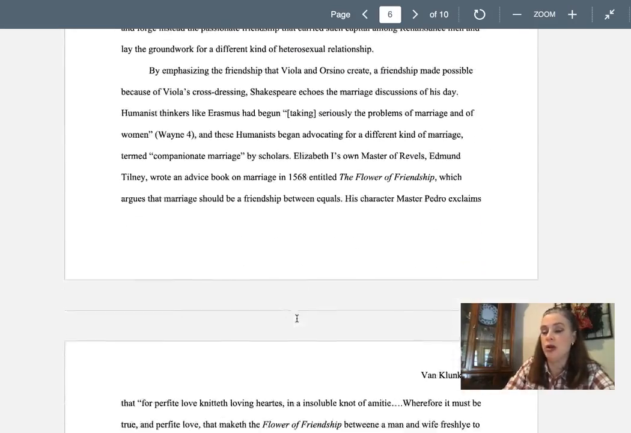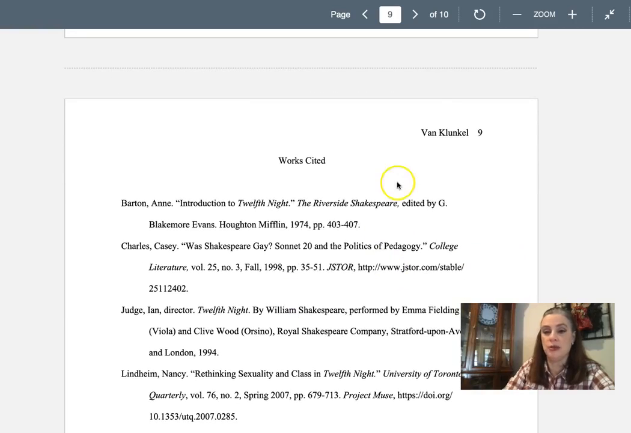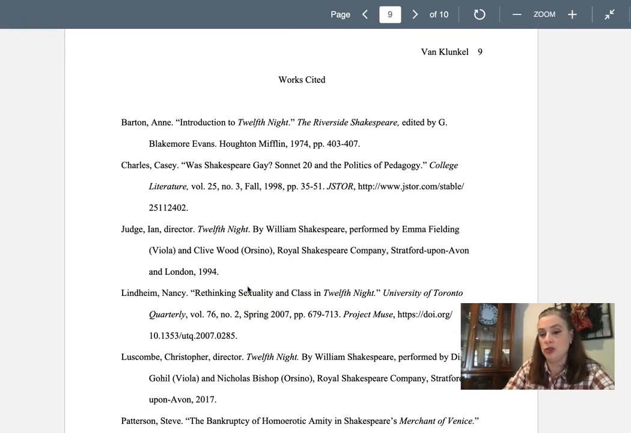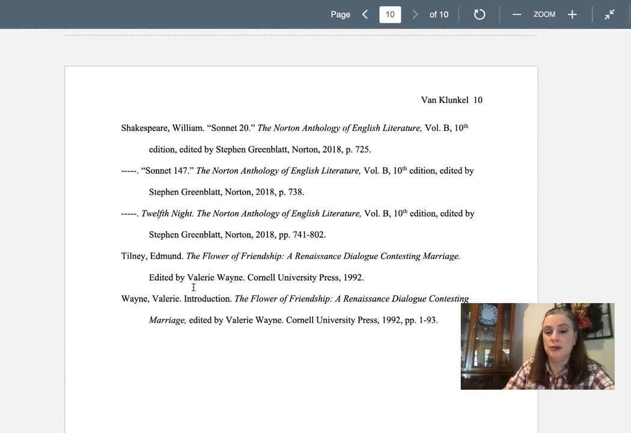I just want to point one more thing out for this paper, and that's the works cited, because some people had some issues with their works cited. Not everyone, but I have all kinds of examples of works cited, kind of sources here. If you go down to Shakespeare here, this is an example of how you would cite a work from an anthology.